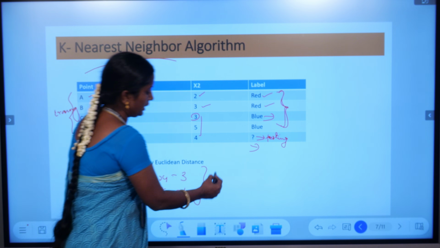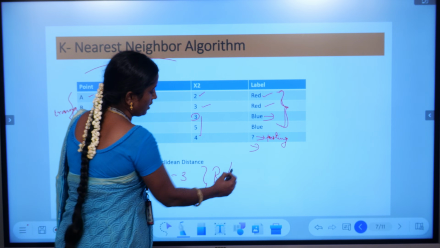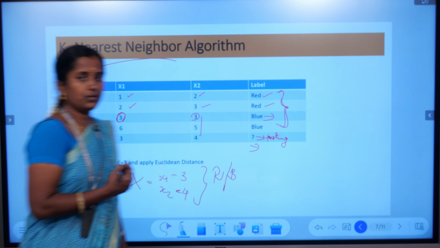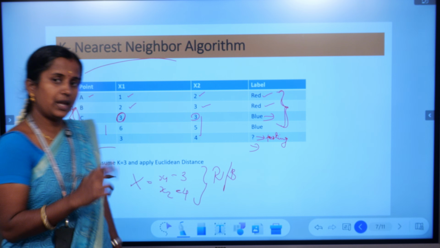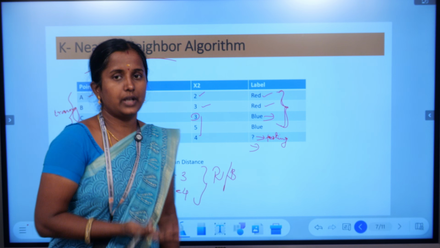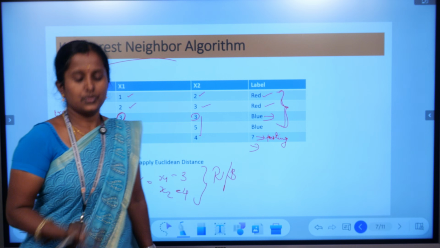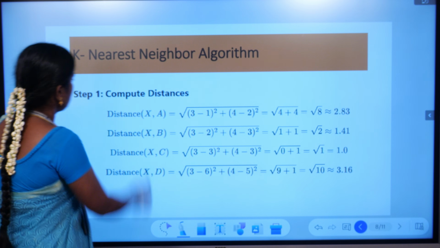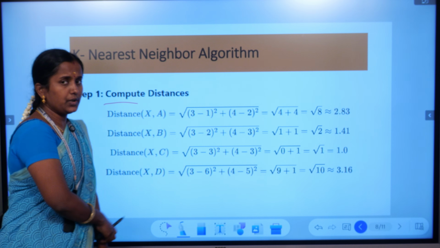So where do we label? Whether we can label it as red or we have to label it as blue, we have to find it out. How can we find it? Based on the neighbors. So how can we go for the neighbors? We have to choose the distance between them. So here we are taking Euclidean distance.